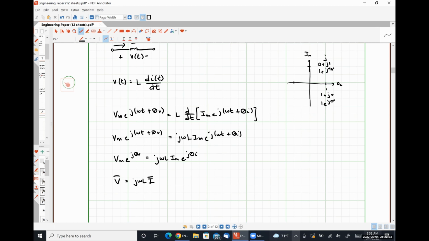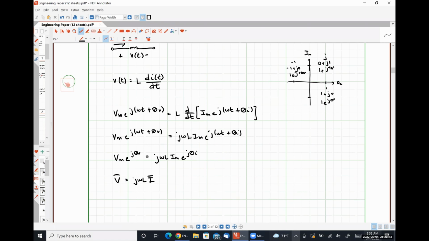If I go 1 unit in the negative real direction, I have -1, or -1 plus j0, or 1 e^(j180 degrees), and that could be plus or minus 180. And then finally, if I go 1 unit down in the imaginary direction, that's going to look like -j, which is the same as 0 minus j1, or 1 e^(-j90 degrees). So minus j 90 degrees.